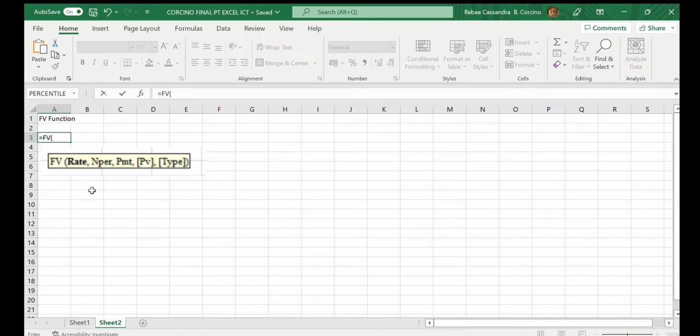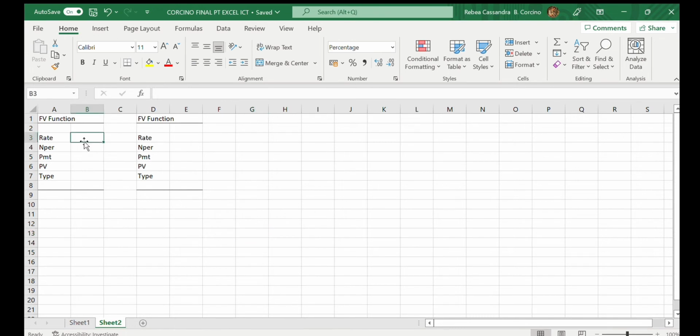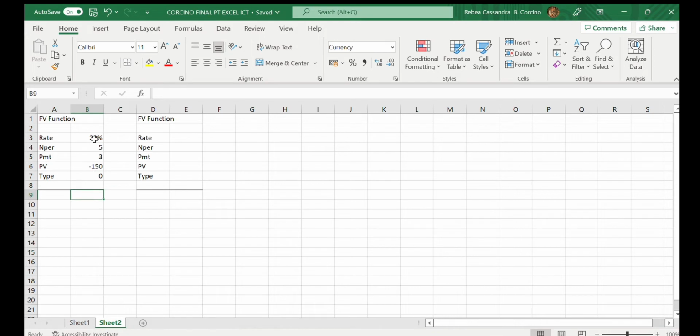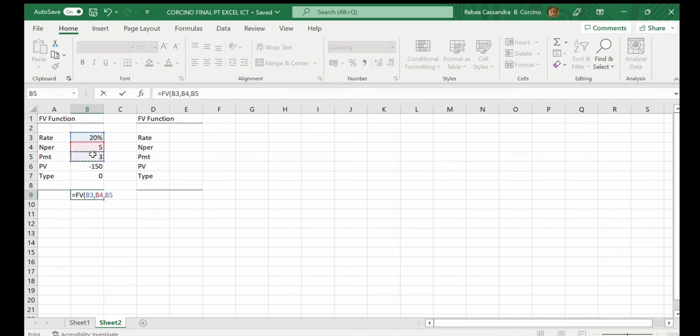So now let me give you a short example so you can have a wider idea about this financial function. Let us say that the rate of interest here is 20%, the NPER is 5, the PMT is 3, the PV is negative 150, and the type would be 0. All we have to do is drag each of these values according to its label inside the FV function. So we have equal sign FV, open parenthesis. First we drag in the rate, then comma, the NPER, comma, the PMT, comma, the present value, comma, 0. Then close parenthesis and enter.